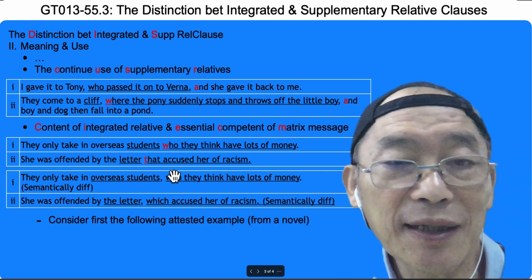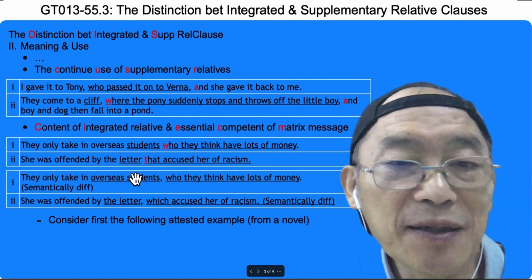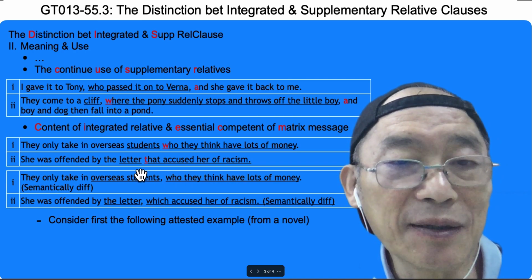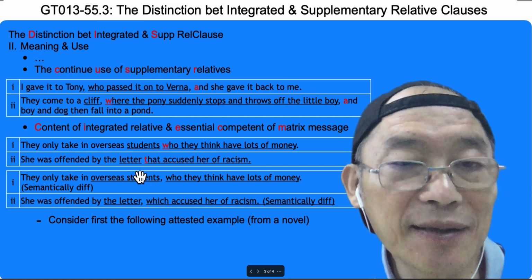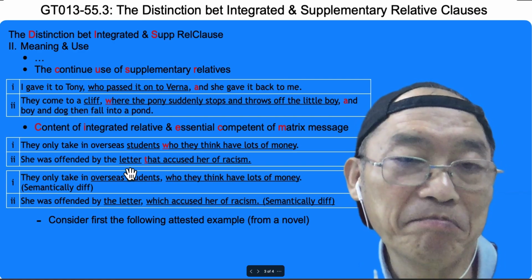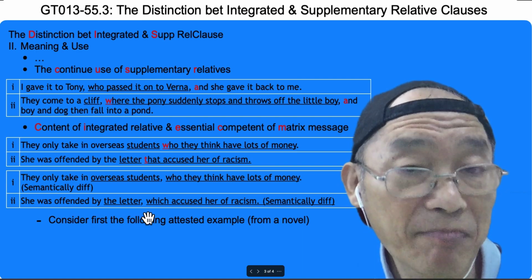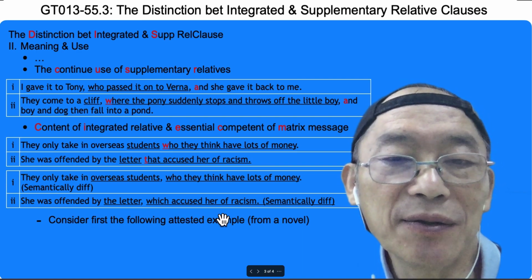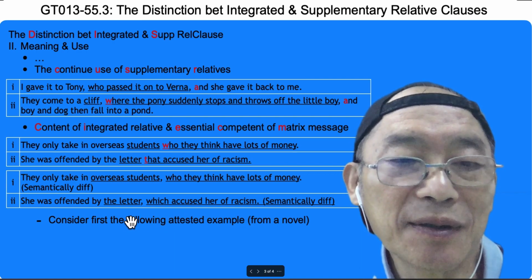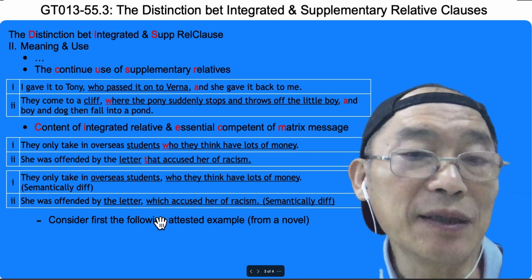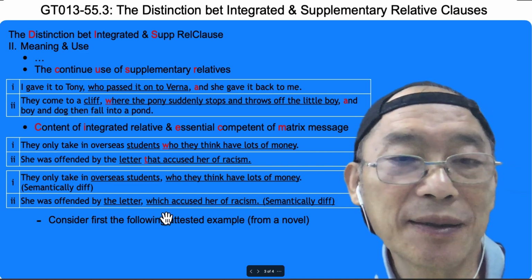And then for this one, integrated: she was offended by the letter that accused her of racism. This letter has a modifier. She was offended by the letter, which accused her of racism. So this letter, and for supplementary, WH is a must.